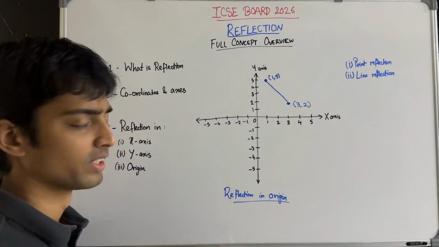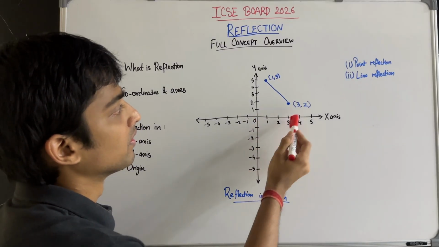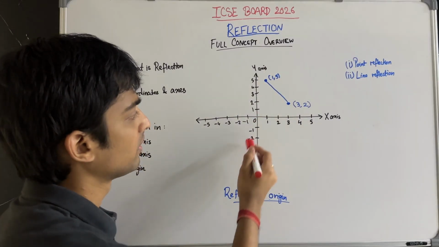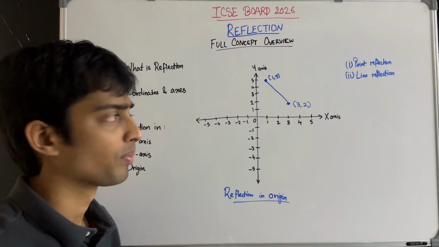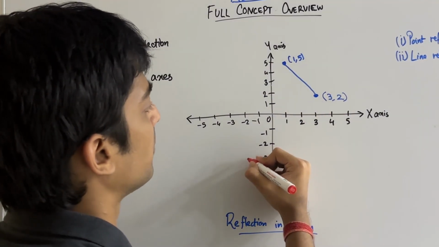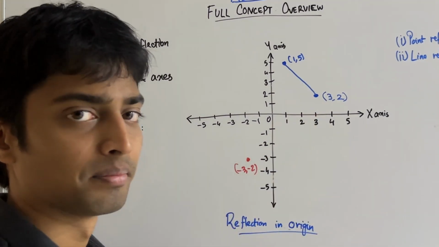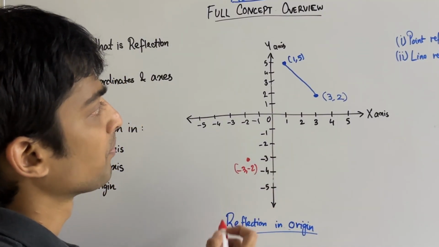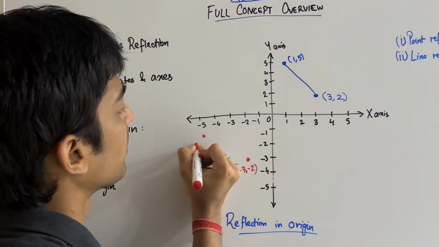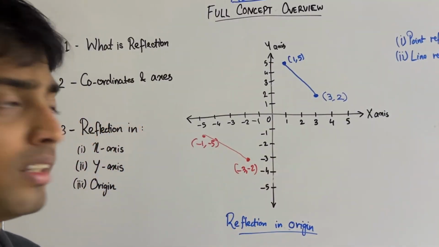Now the last one, reflection in origin. We have this line. We want to reflect it in origin. This is the origin. Now what will happen? This object is in first quadrant. Now if we reflect it in the origin, then in this quadrant, the image will be formed. So let's reflect this point. This is 3 comma 2. So the reflection will be here, minus 3 comma minus 2. Notice how both the signs are changing when we reflect in origin. Next, 1 comma 5 will become minus 1 comma minus 5. Now we join them. This is the reflection in origin.